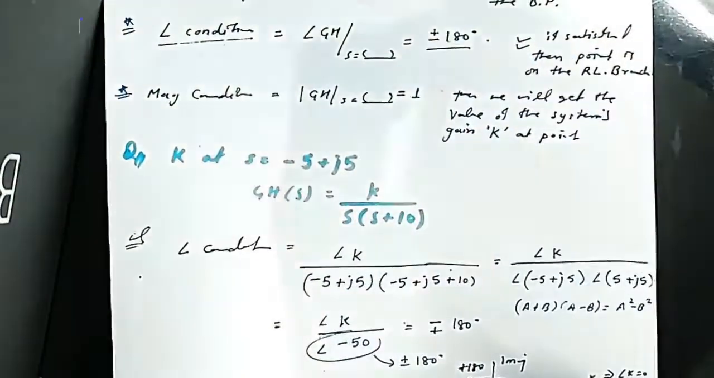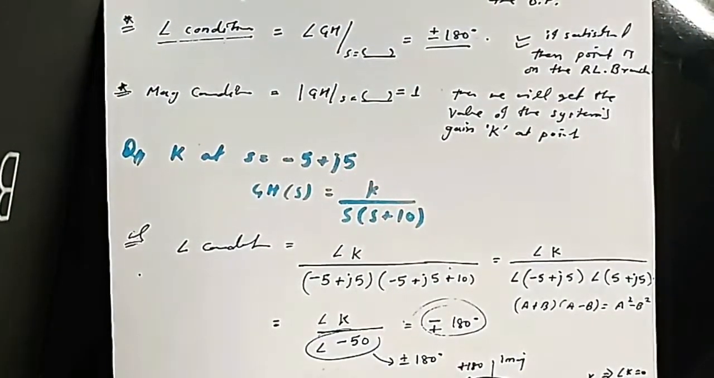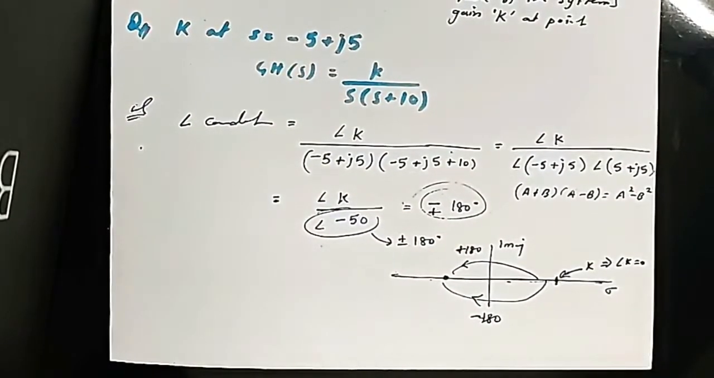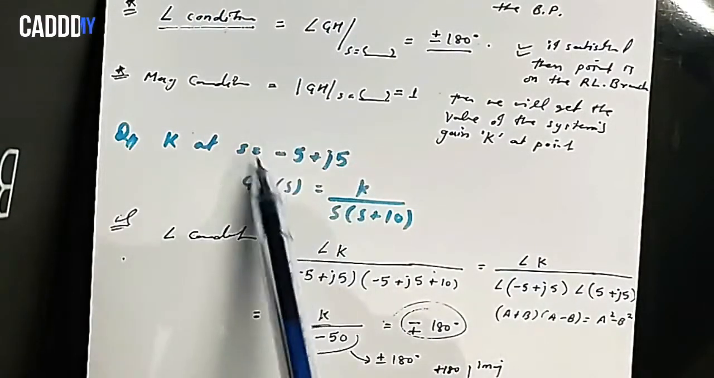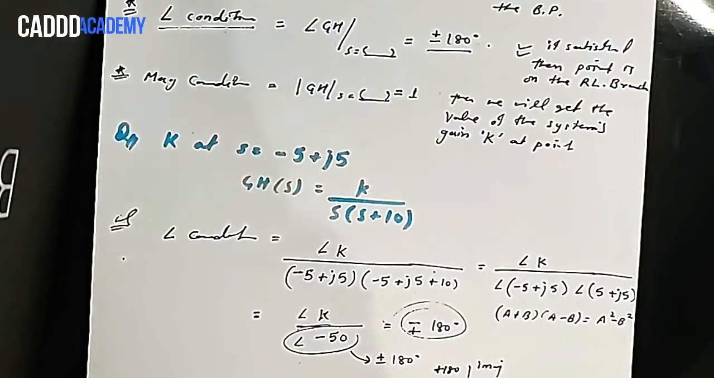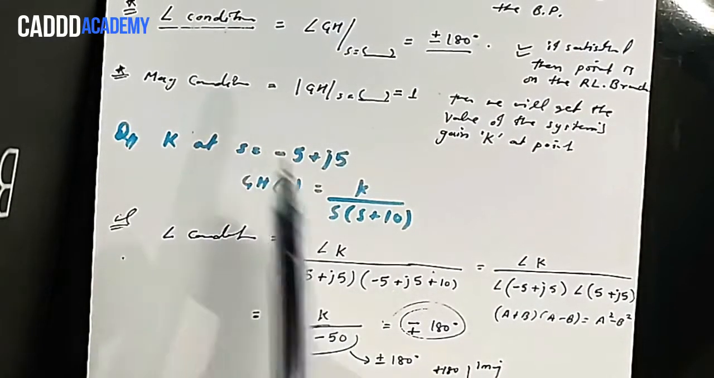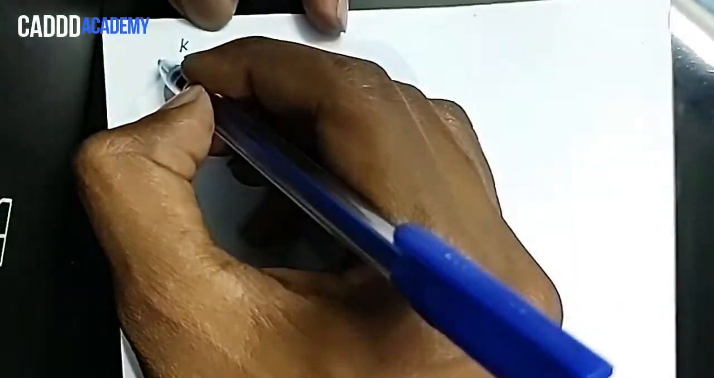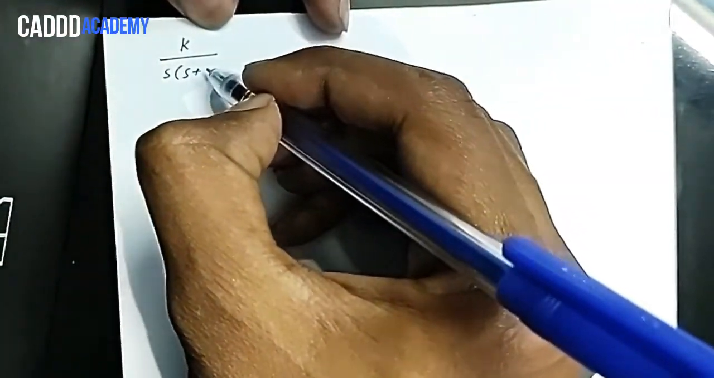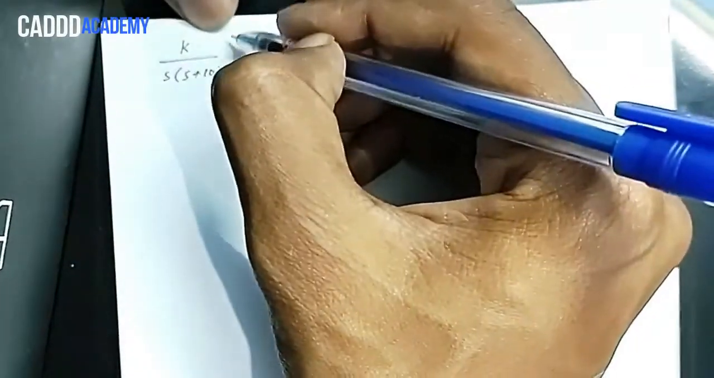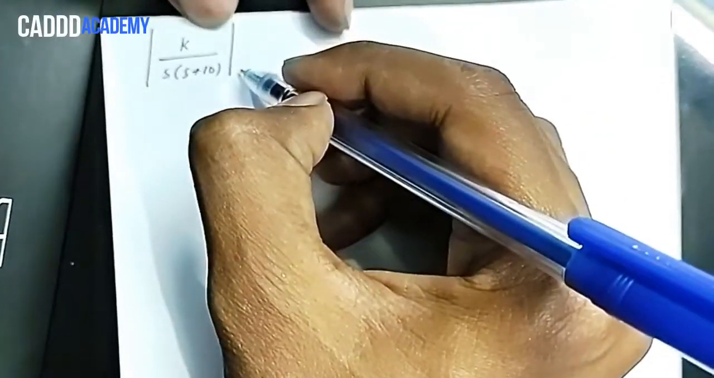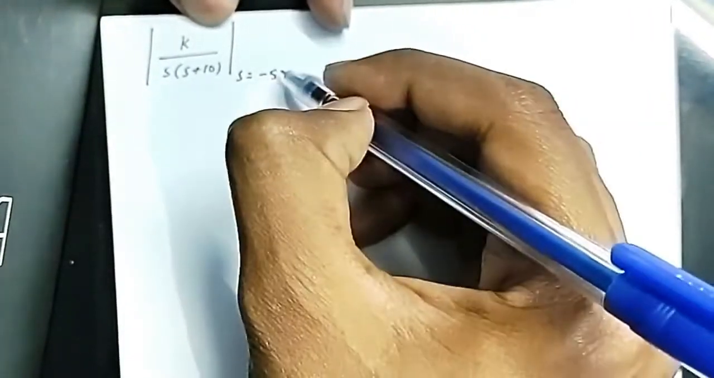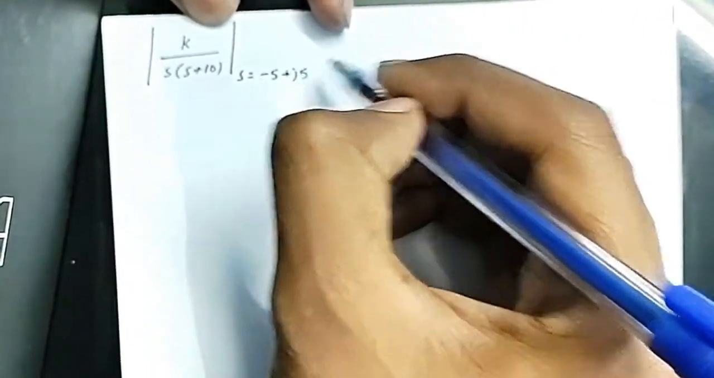We are getting the plus minus 180 degree as the answer. So the angle condition is satisfied, so we can say that this point is lying on the root locus branch. And now we will find the K value by using the magnitude condition. So now we will get the magnitude of the transfer function, that is K by s into s plus 10, and the magnitude of this at s equal to -5 plus j5, we will equate equal to 1.